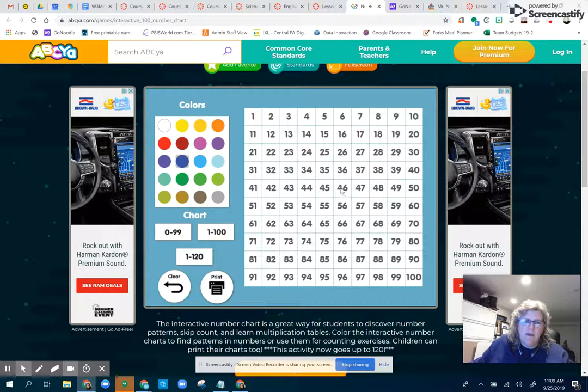We could figure out if a number is smaller. Whoops, I didn't like that color. Let's make it this color. Let's say I have 45, and then Mrs. Mayers asks you, is 56 larger than 45 or smaller than 45? And I can see, because it goes further on the number chart, that 56 is more than 45. So I can start to do all kinds of different things with my number chart. Take some time and play around with the number chart.